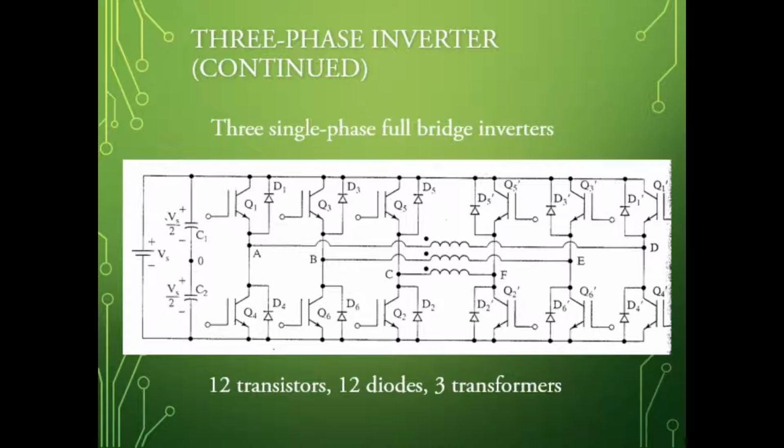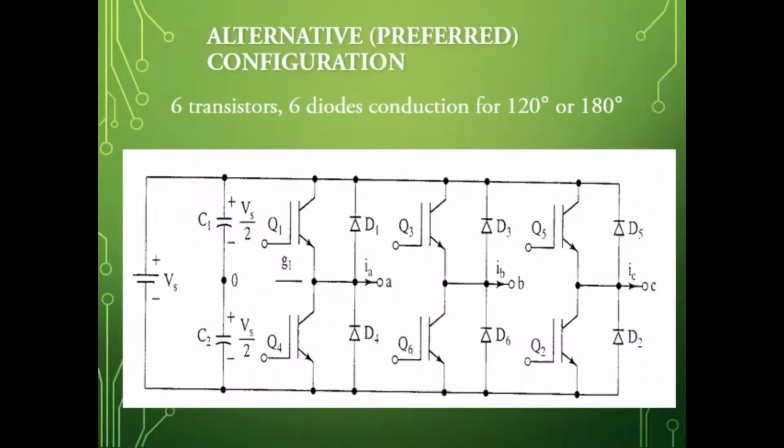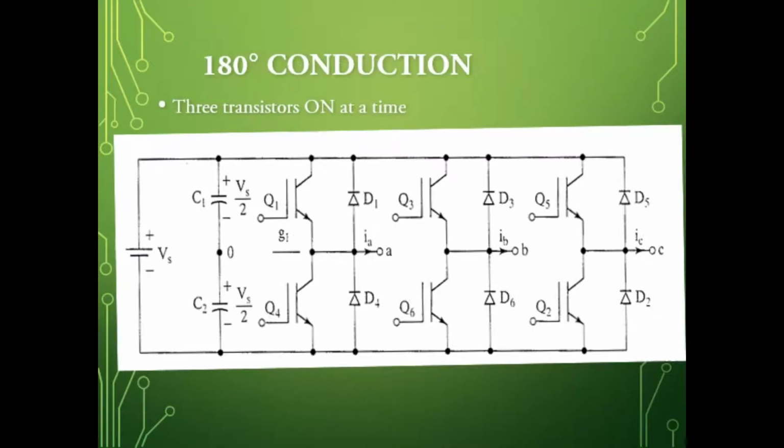So the rectifier converts the AC voltage of the wind generator to a DC voltage, and the voltage source inverter converts the DC voltage into three-phase AC voltage to match the AC grid voltage as well as the frequency. So this is the one which is preferred. So 6 transistors and 6 diodes instead of 12 transistors and 12 diodes, for 120 degree and 180 degree conduction. So first let us see the 180 degree conduction mode.